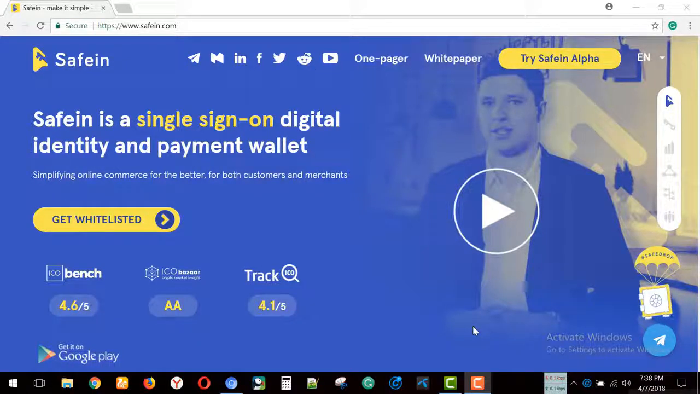Today I'm here to talk about a new project called Safein, which is going to be launched very soon. Here it is written, Safein is a single sign-on digital identity and payment wallet. Actually, why is the project named Safein? In general, Safein relates to the safety and security of something. Everyone can understand that. But here the project name is given Safein because this is going to talk about the safety and security of your personal data, your personal information, and your money you have stored online. So this is about Safein in brief.